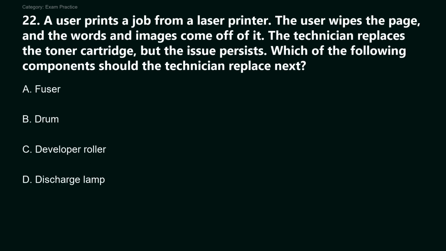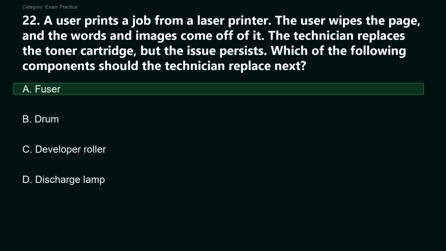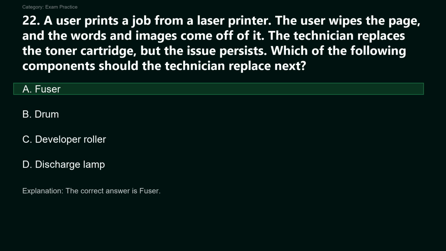Question 22. A user prints a job from a laser printer. The user wipes the page, and the words and images come off of it. The technician replaces the toner cartridge, but the issue persists. Which of the following components should the technician replace next? Option A, fuser. Option B, drum. Option C, developer roller. Option D, discharge lamp. The correct answer is option A, fuser.